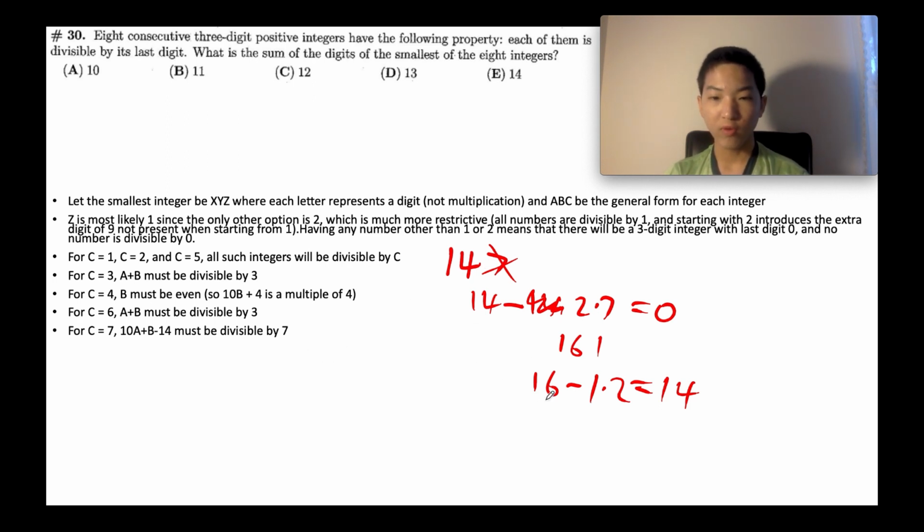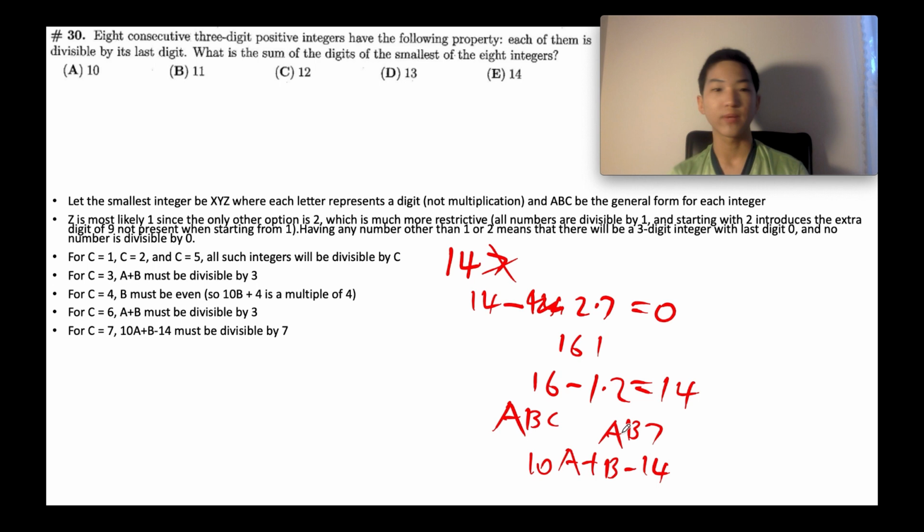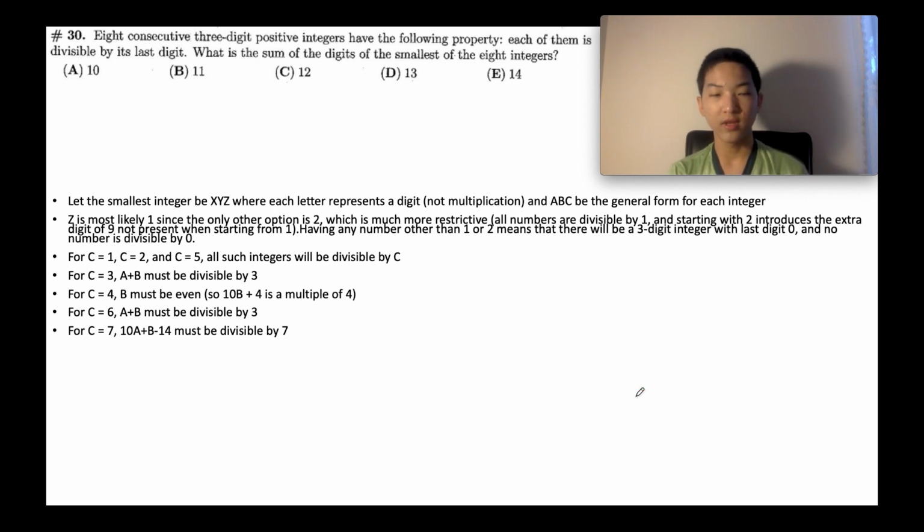So in a general form, if we have the number a, b, c, but c is equal to 7, so we actually have a, b, 7. The general form of that would be 10a plus b minus 14, because it's 2 times 7, must be divisible by 7. So that's the divisibility rule I'm using in this case. If you have another divisibility rule that you like to use more, then it would probably work as well.